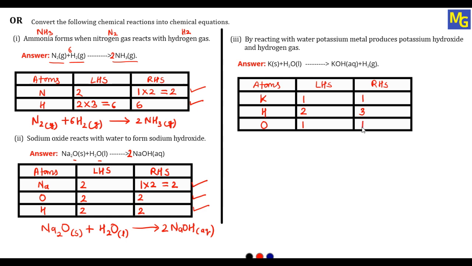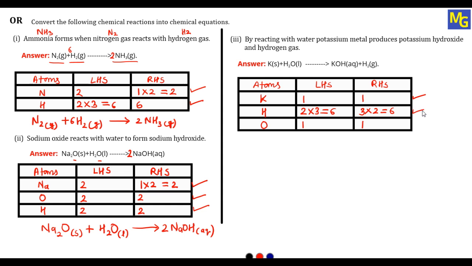Now to balance potassium, we have 1, 1, no need to balance. Hydrogen we have to balance, because hydrogen on RHS side it is 3 and on LHS side it is 2. So if you want to make it same, then if I multiply this side with 3, it will become 6. Then on RHS side if you multiply with 2, it will become 6. So like this if you do, it will be balanced. So there will be some reactions where on both the side we have to multiply. So we have to see it very carefully. So this is also now balanced.